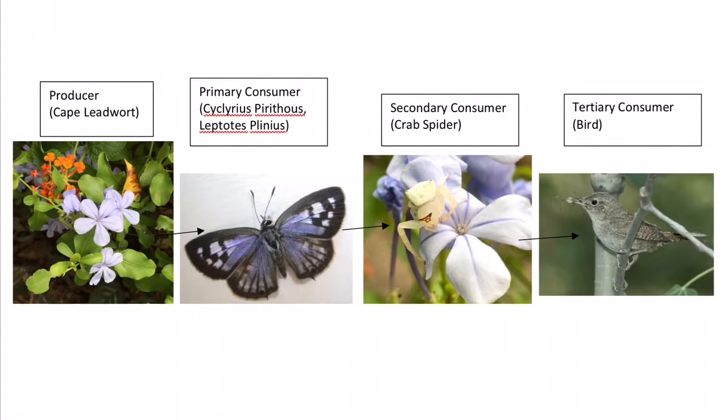The producer is the Cape leadwort. It is then eaten by the Saccharus spiritus and the Leptotes plinius, which is the larvae of the butterfly. It is the primary consumer. The adult butterflies are then eaten by the crab spider, which is the secondary consumer. Then the crab spider is eaten by the tertiary consumer, which is the bird.